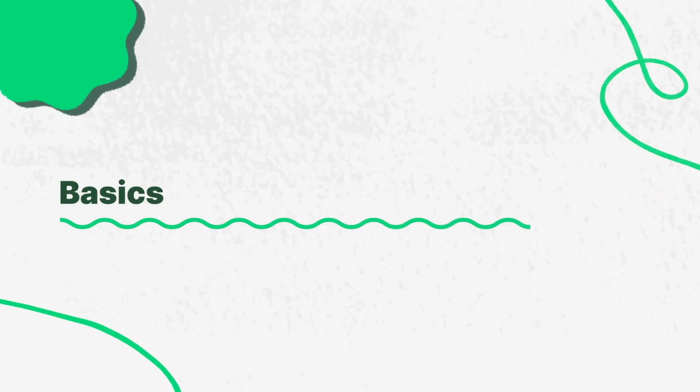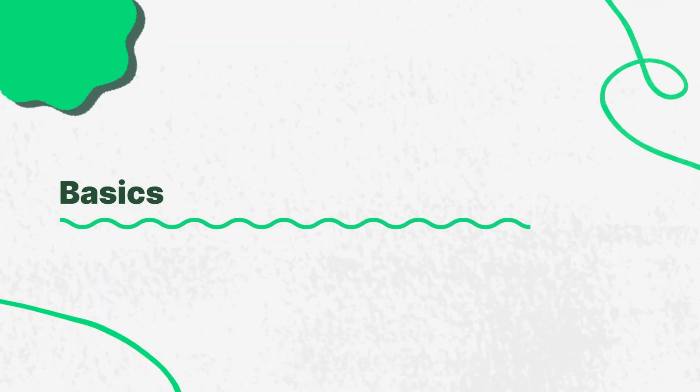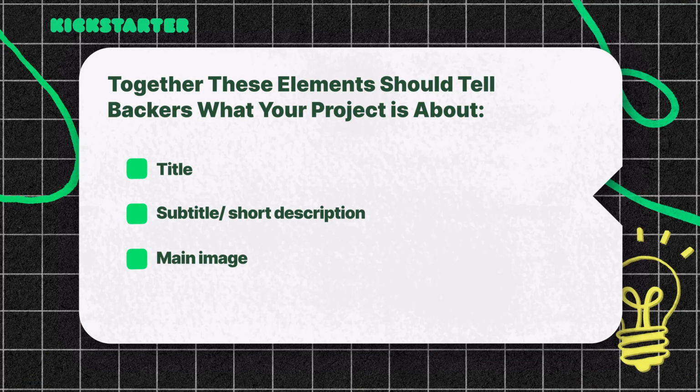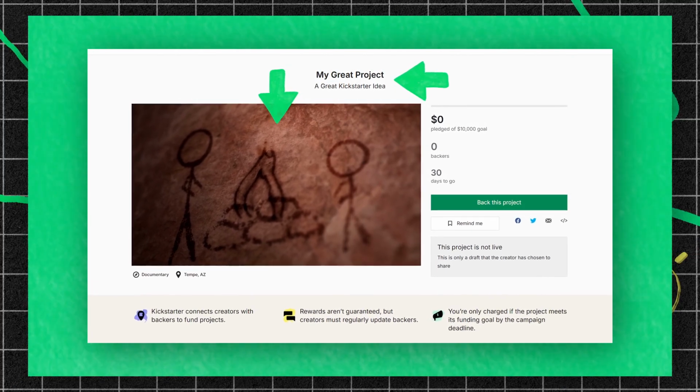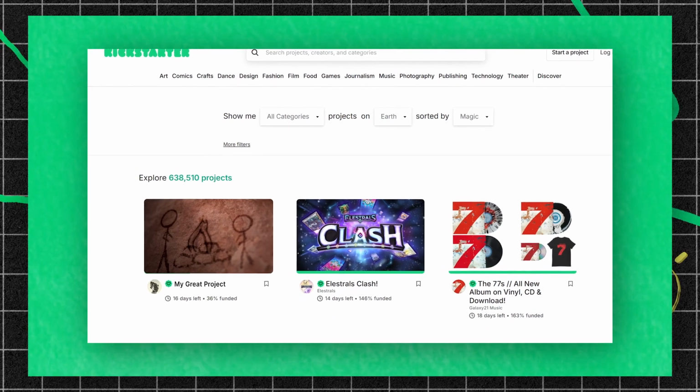All right, so let's take a look at a Kickstarter campaign page and talk through all the different parts of it. This is the stuff backers will see, so it's important that you understand it well. At the top, you'll see the title, subtitle, and main image. These are the first things people will see when they land on your page, and it'll be how the project shows up on the platform as a thumbnail for discovery.